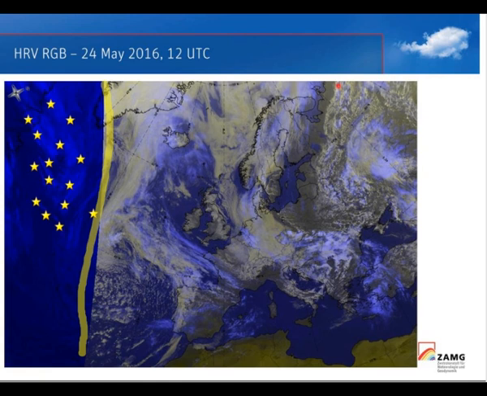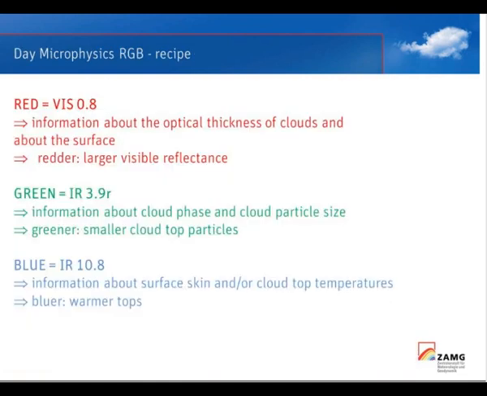So at 12 UTC, we can use the visible channels. If you want to know more about all the clouds that are visible in this image, we can switch to the day microphysics RGB. This time I will start with the recipe, and this is, let's say, an easier RGB because there are single channels on all the color beams.